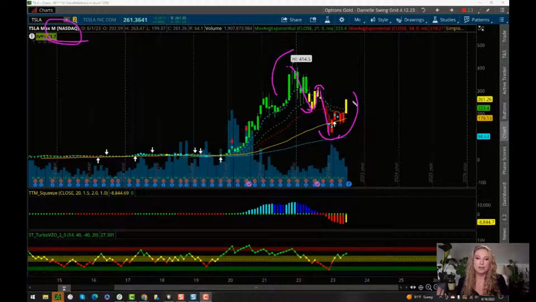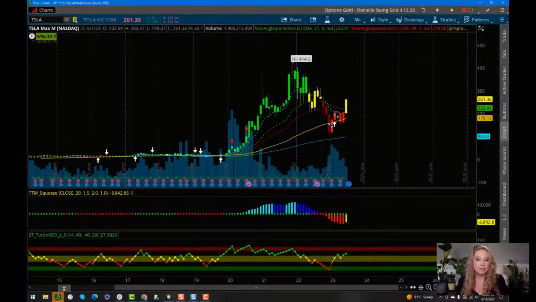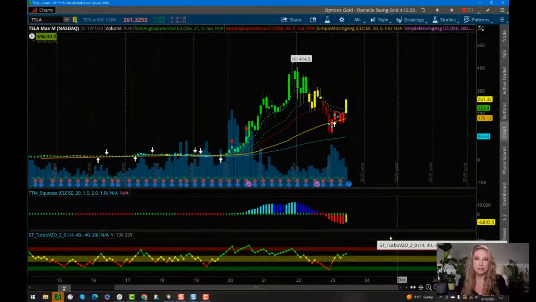Okay, so if you're comparing these two swings and you say, all right, Tesla's done this before. This is the second time it's done it. Do we think it could possibly bounce here? This is a moment in time where you can use symmetry. So in Thinkorswim, it's going to be this tool right here. You are going to click on this button and it's going to be the three-pointed tool.